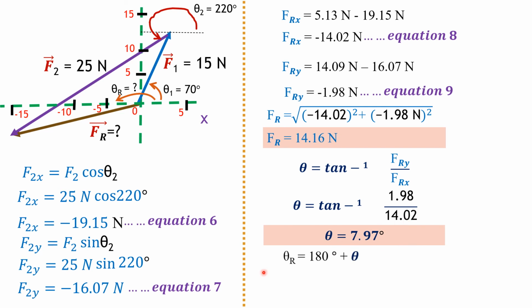As we can see that Frx and Fry both are negative, so theta r lies in third quadrant, and it can be calculated as theta r is equals to 180 degree plus theta. Putting the value of theta 7.97 in this equation, and by adding with 180 degree, we get theta r is equals to 187.97 degree. Hence, the resultant force is Fr is equals to 14.16 Newton with direction theta r is equals to 187.97 degree.